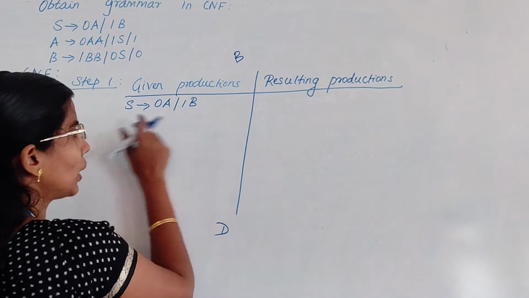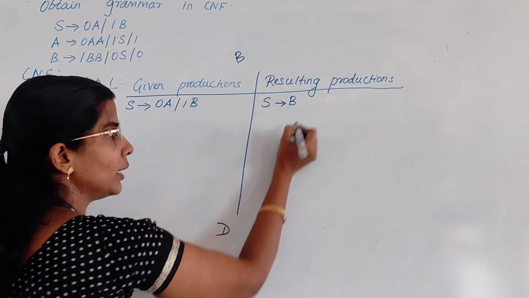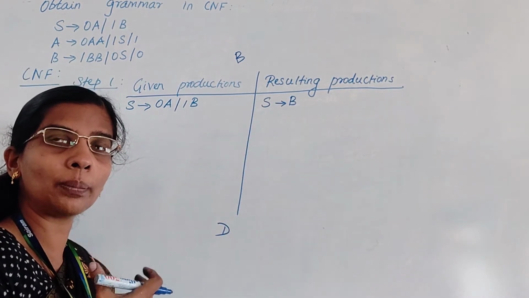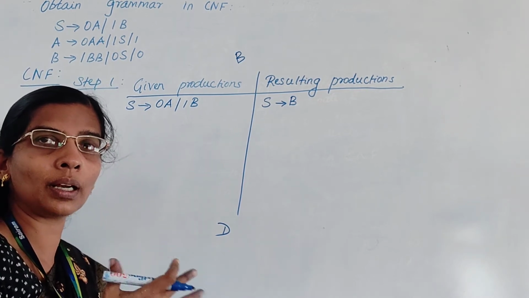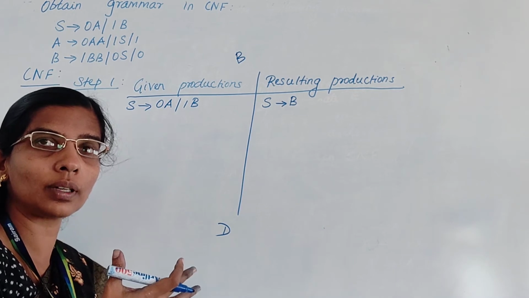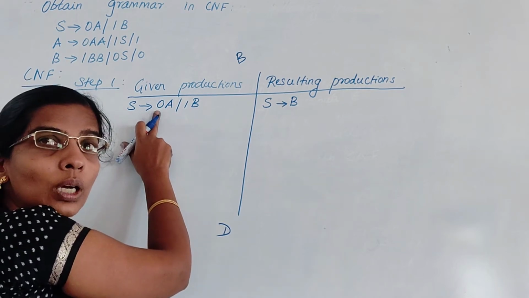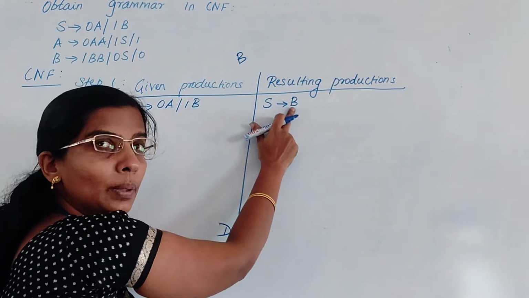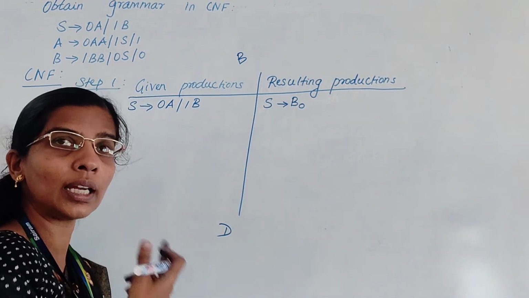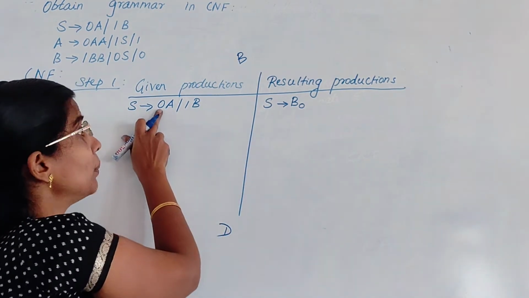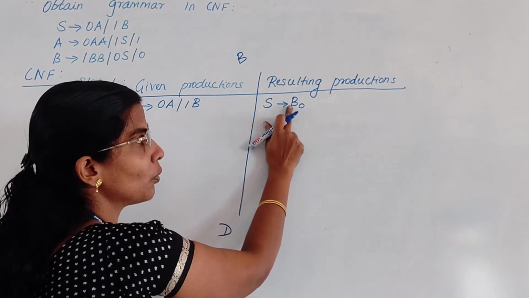So in conversion, I write my first S tends to this variable B, right? Since it is a combination of terminal and non-terminal, I told I'll convert everything into non-terminal. What is non-terminal? Uppercase letter. So this 0 I am converting into an uppercase letter. I use this variable B, and the subscript is the terminal I am converting; that terminal should be the subscript of this non-terminal.